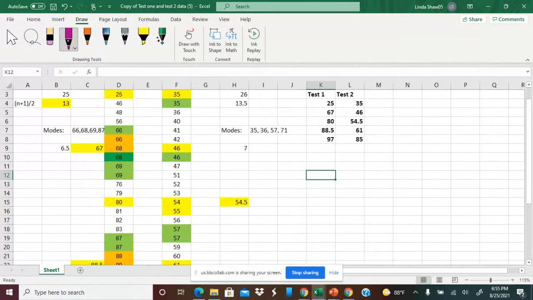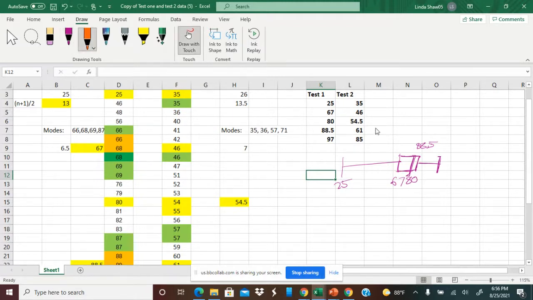I'll do test 1 in purple, and I'm going to start this at 25. Go all the way over until I hit 67. And then my median is at 80. Now I'm trying to keep this roughly proportional. My third quartile is at 88.5, and my maximum is at 97. And then I would turn those middle pieces into a box.